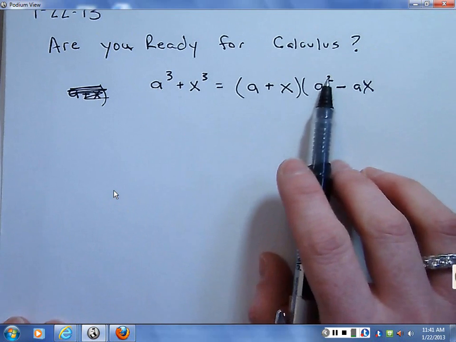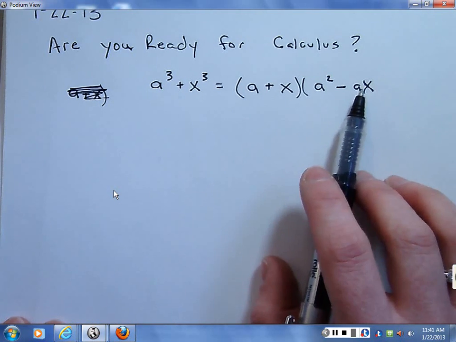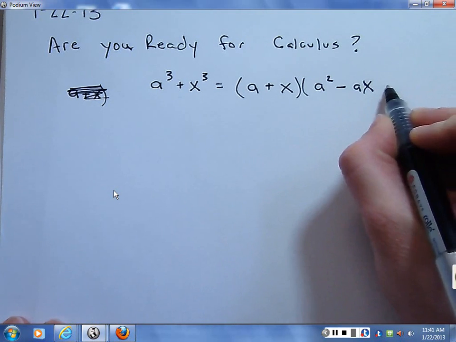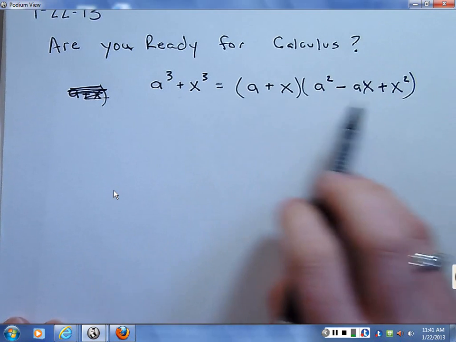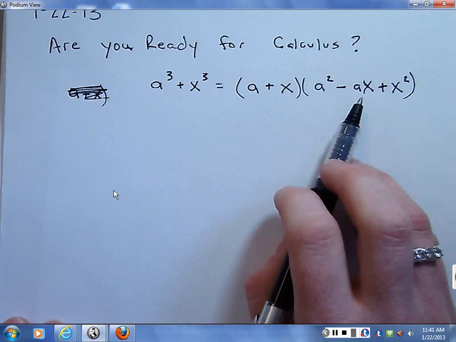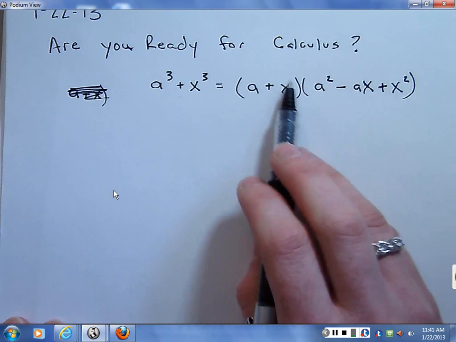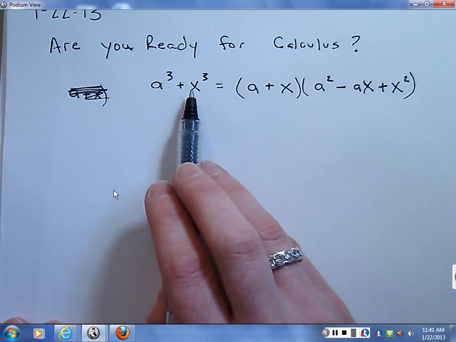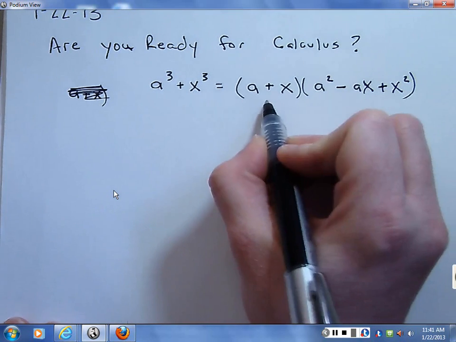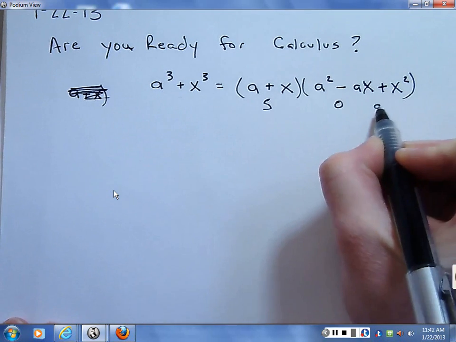So a squared minus ax plus x squared. So if I FOIL this out, I have a cubed, and then ax squared plus x, but then it's going to subtract, and you're going to get a cubed plus x cubed. You guys remember that? This is the same, opposite, always positive.